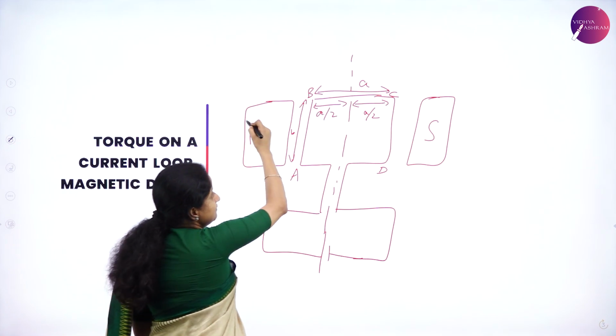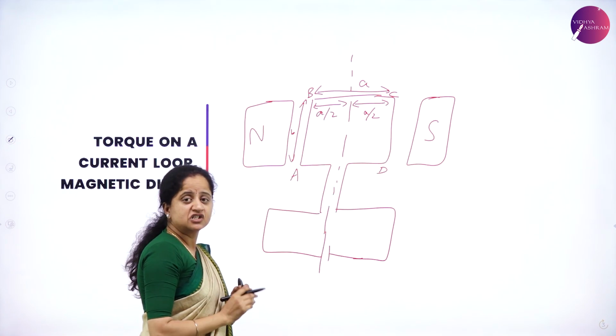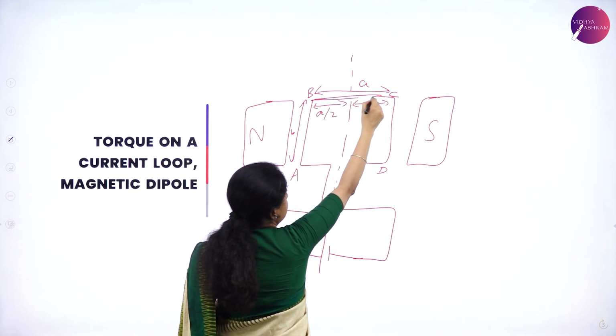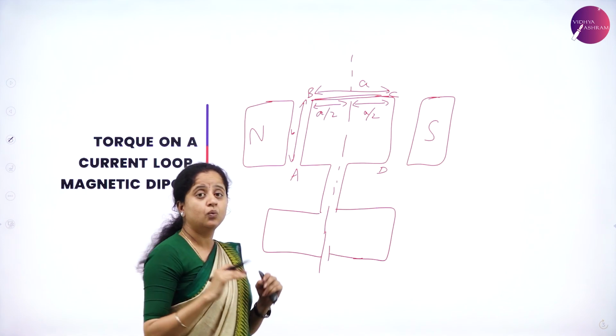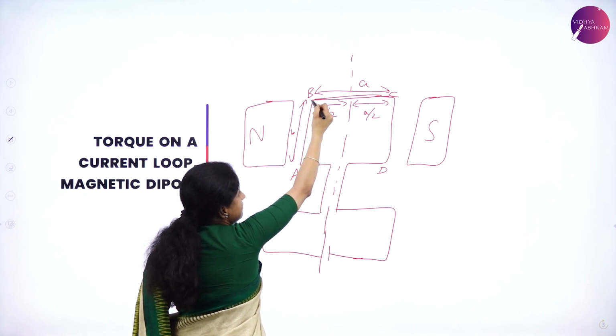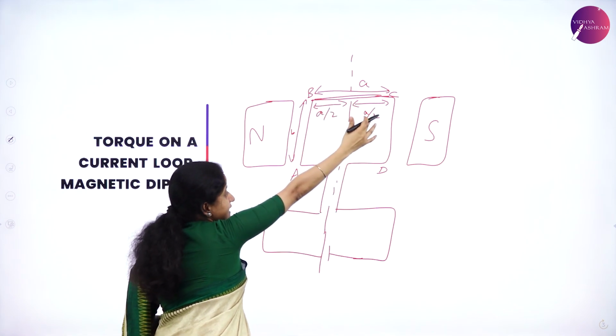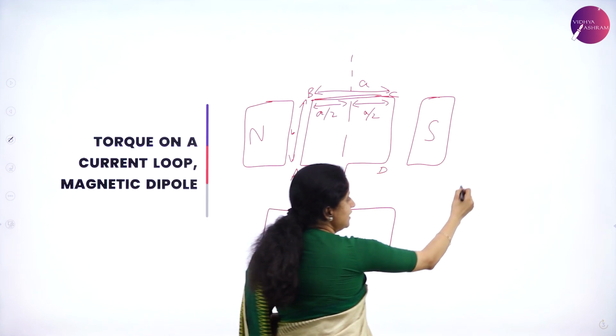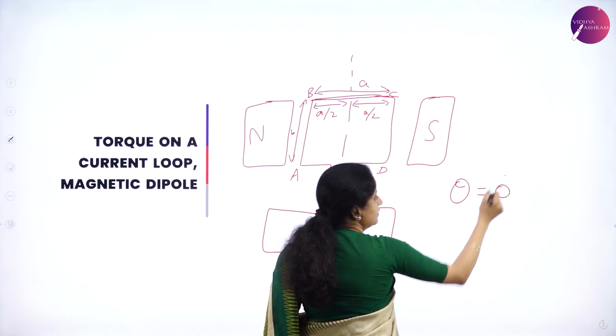Now let us say that the magnetic field is in this direction. So it does not exert any sort of force on the arms BC and AD. Why it is so? Because the arms of this coil BC and AD are parallel to magnetic field. So when they are parallel to magnetic field, theta will be equal to 0.